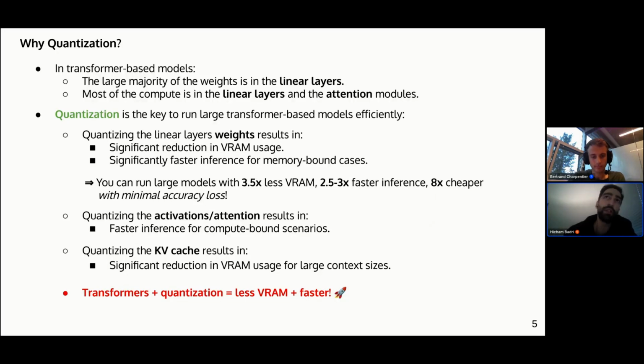But once you start to deploy models at scale and you have millions of requests, then you're really compute bound, and you start to think about a different type of quantization where you need to quantize the activations, for example. You need to quantize the attention modules, and this is really the bottleneck when you try to deploy models on a large scale. The type of quantization we are going to talk about is mainly interesting in this type of scenario. If I can summarize this slide, transformers plus quantization is basically two things: less VRAM and making things faster.